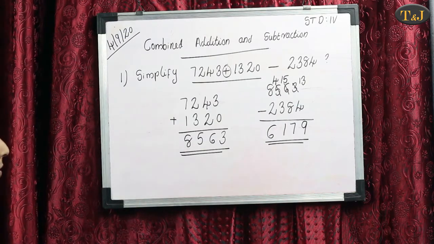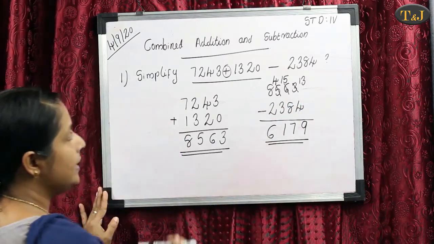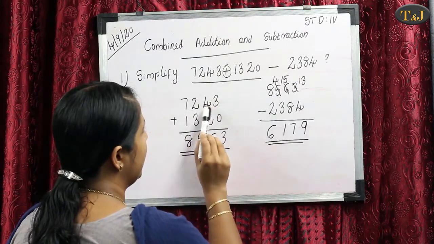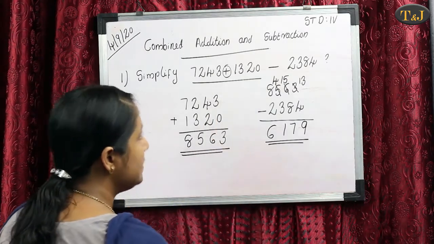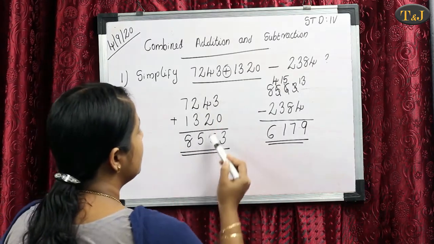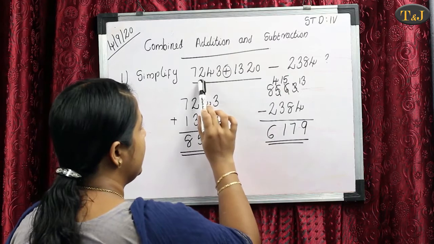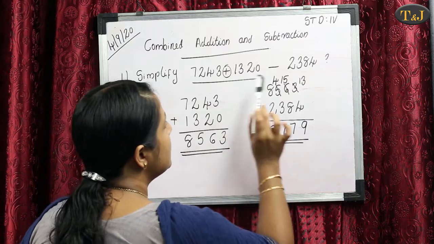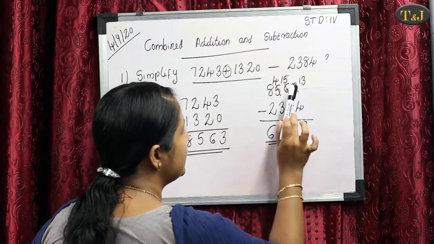So again I explain the problem. Simplify the number 7,243 plus 1,320 minus 2,384. First we select the first two position values. So we write 7,243 plus 1,320. The middle symbol is plus, that's why we are adding that number. So we get the answer as 8,563. First we write 8,563. That means our answer is right in the first position.